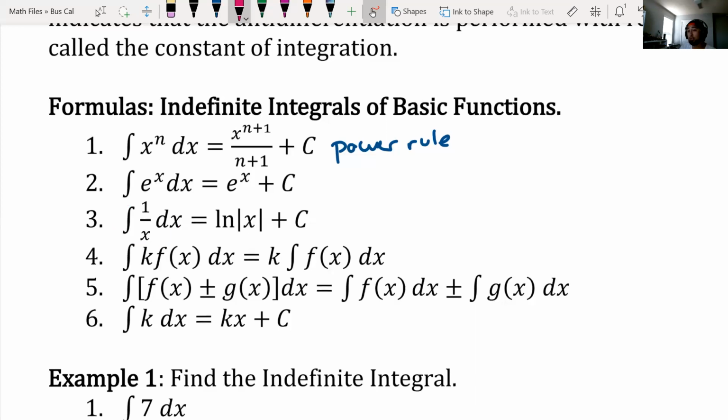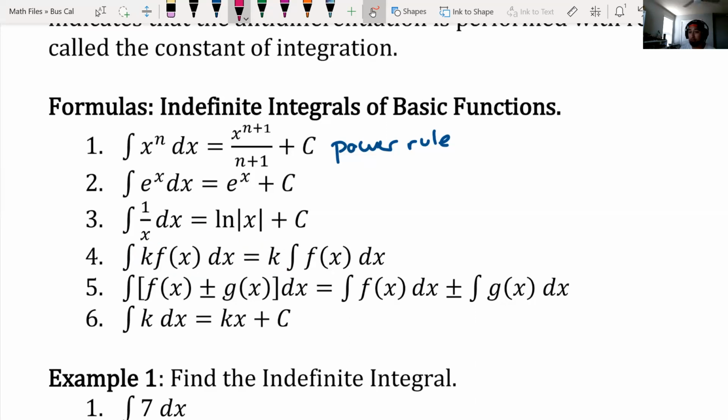Okay, 4 says some constant times a function. So the integral of some constant times a function. Well, what this property allows us to do is take that constant and move it to the outside. That's what we've been able to do with limits. It's what we've been able to do with derivatives. And now it's what we're able to do with antiderivatives.